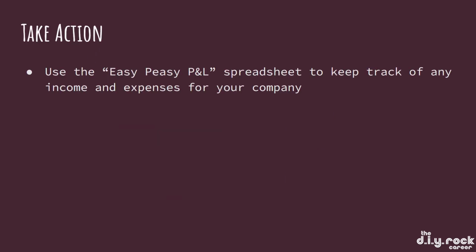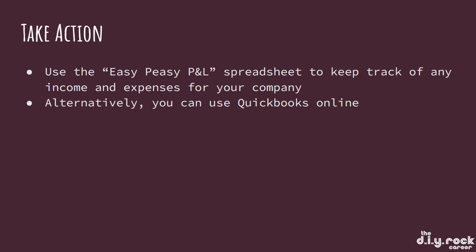Let's go ahead and take some action. Use the easy peasy P&L spreadsheet to keep track of any income and expenses for your company. Alternatively, you can use QuickBooks Online. Either way you go, you just want to make sure you track this every single month, because once you don't track your payments and your income for your music career, you're going to find that you're going to lose a lot of receipts. You're going to spend a lot of money. You're going to be basically making, quote unquote, more in income and taxable income than you actually did. And you're going to be paying more in taxes than you actually should.